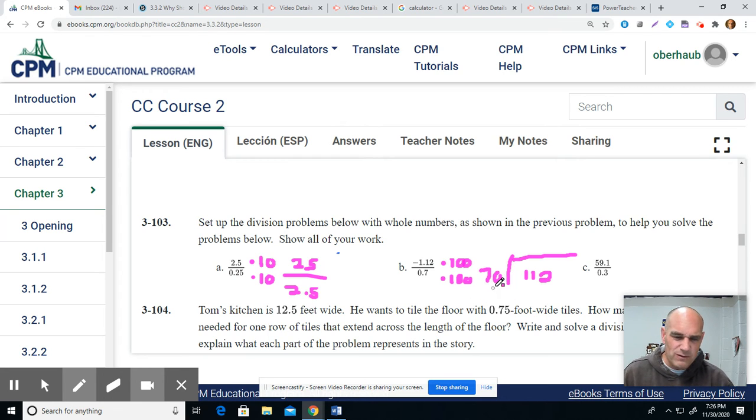So notice what we've done. We've gotten this to be a whole number. But why are we doing this? Because we have this giant 1 idea. We're doing the same thing to top and bottom. So I'm sliding 2 spots to the right. On this one, same idea.